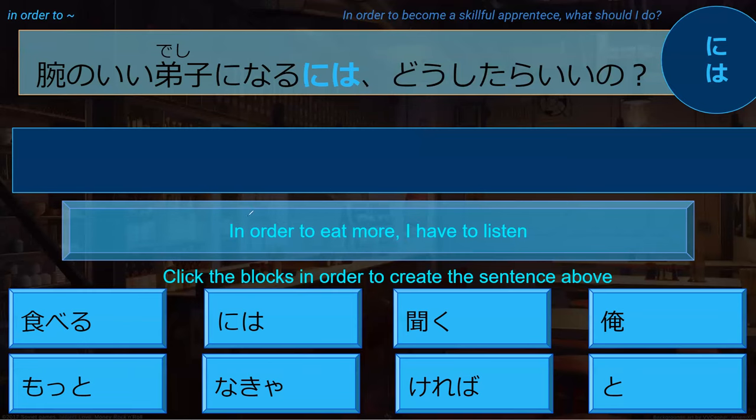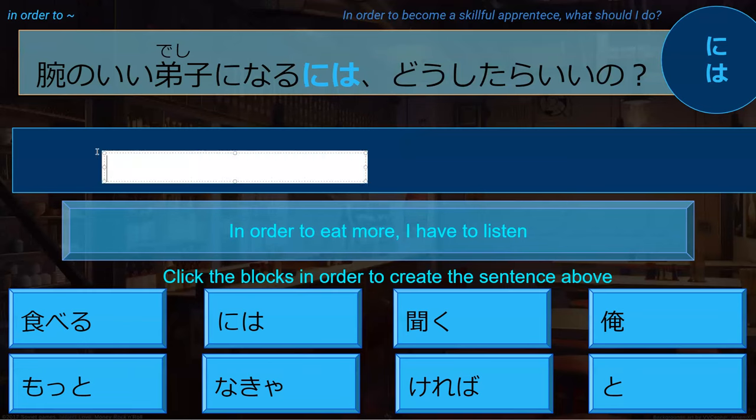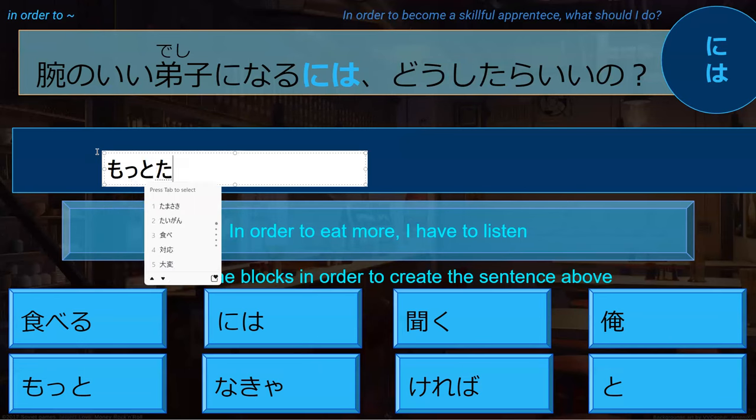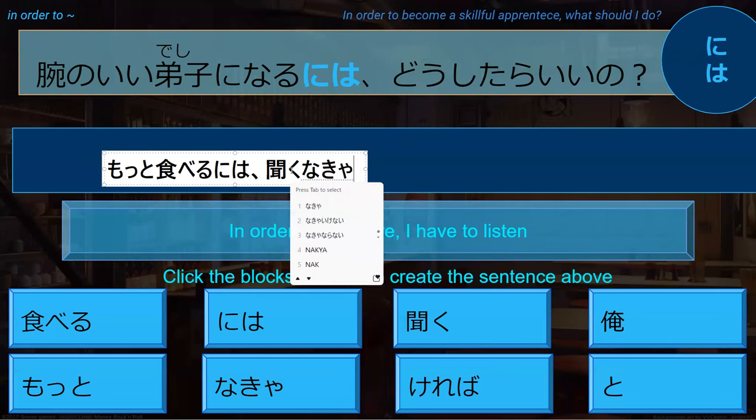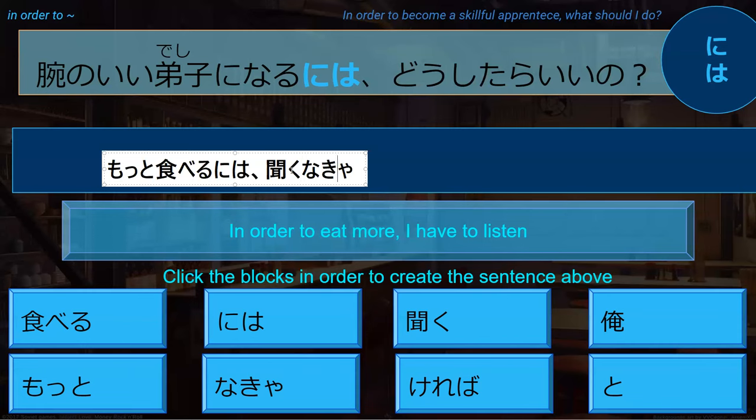How do you think you would say, in order to eat more, I have to listen? And we have some vocab words you can select from down there. もっと食べるには、行くなきゃ。 So you're really close. You're almost done. However, you have kiku in dictionary form plus nakya. Any idea how we might want to conjugate kiku for nakya?